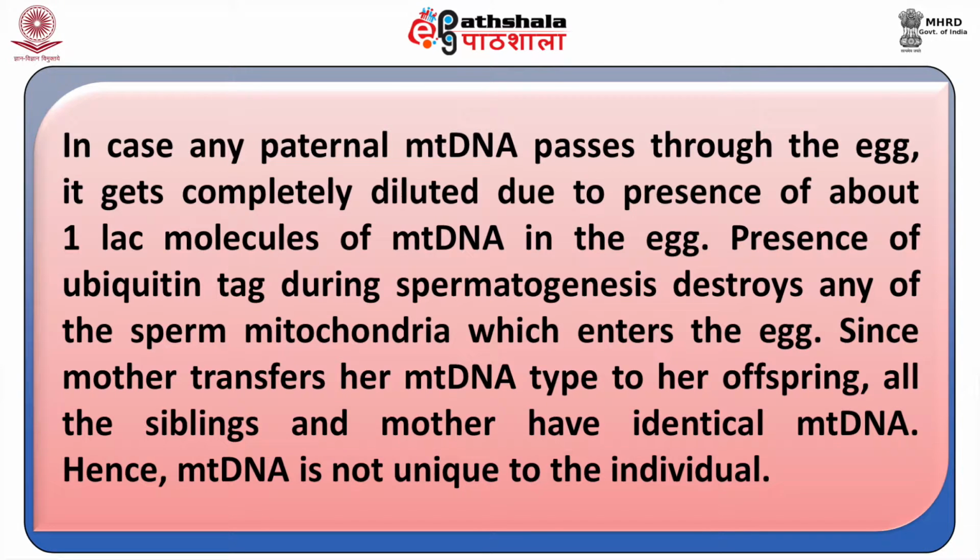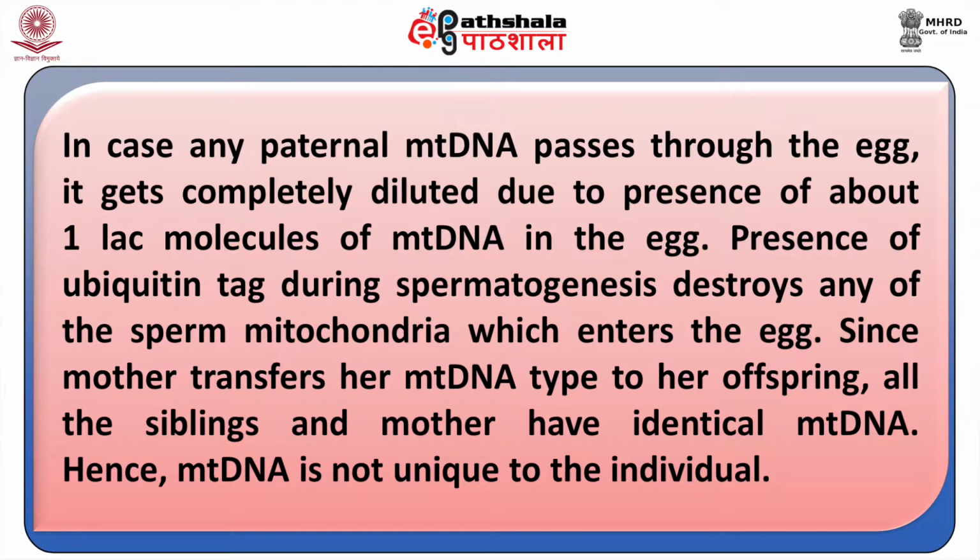In case any paternal mitochondrial DNA passes through the egg, it gets completely diluted due to presence of about 1 lakh molecules of mitochondrial DNA in the egg. Presence of a ubiquitin tag during spermatogenesis destroys any of the sperm mitochondria which enters the egg. Since the mother transfers her mitochondrial DNA type to her offspring, all these siblings and mother have identical mitochondrial DNA.